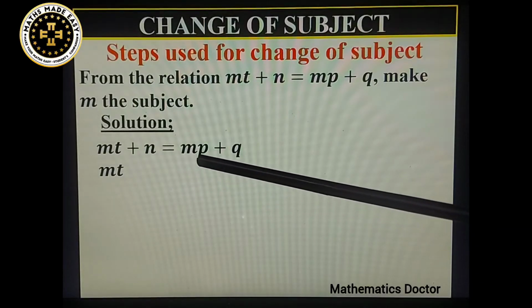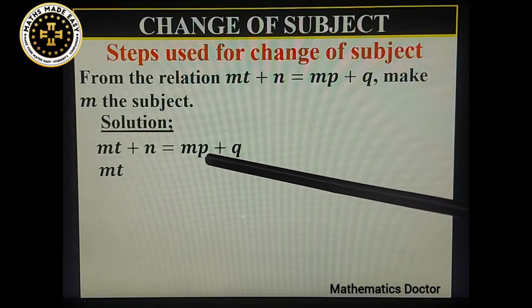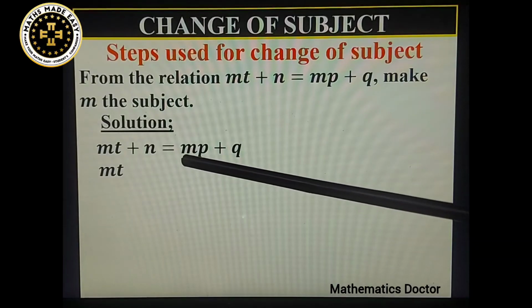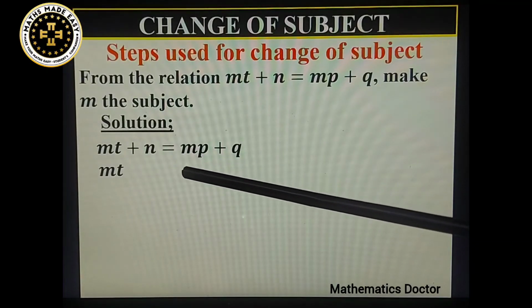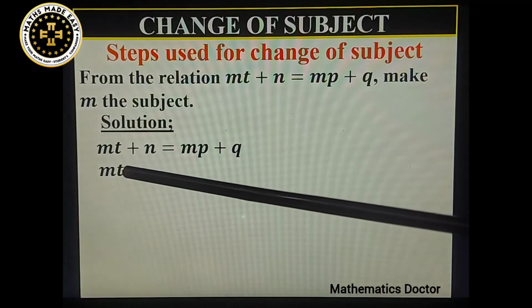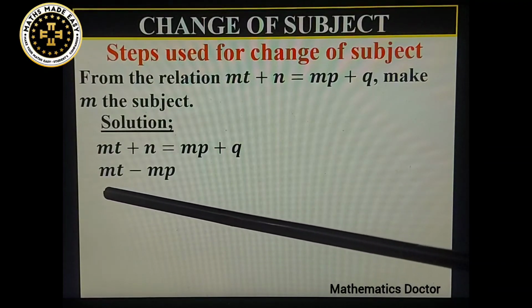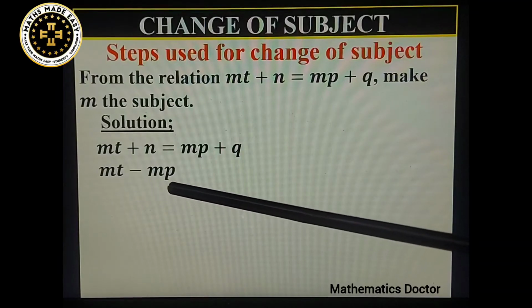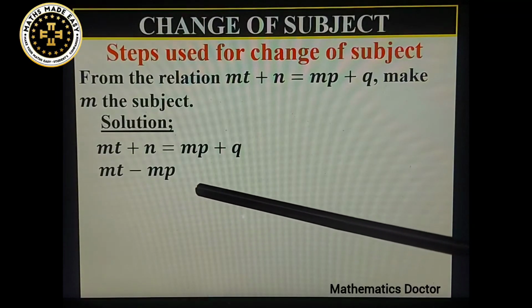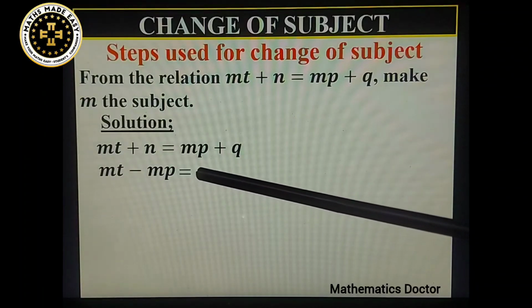Now, originally, the sign for mp is a positive sign. If you check mp very well, it's positive. No sign means positive sign. So when it crosses the equal sign to the left-hand side, it will become a minus mp. That is the meaning. Now, I have all the terms containing m, which is supposed to be made the subject, all now at the left-hand side. So I'll close it with the equal sign. So the equal sign is in place.